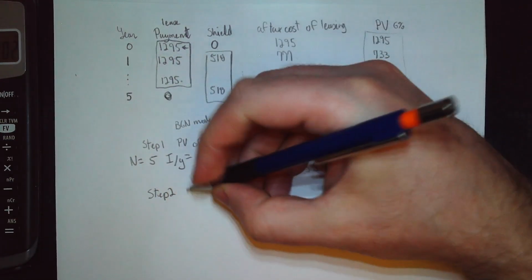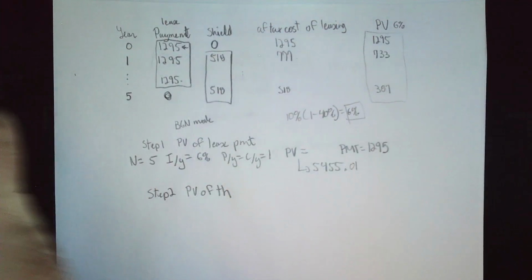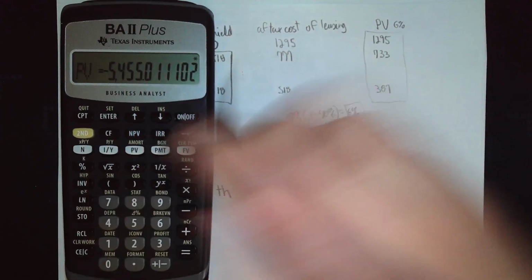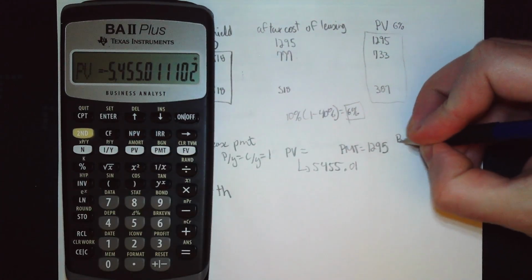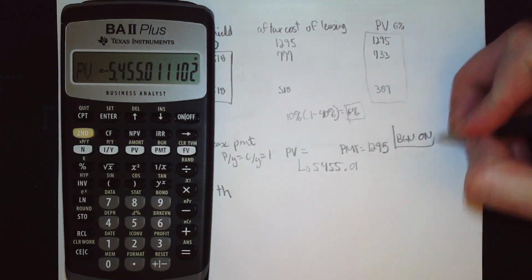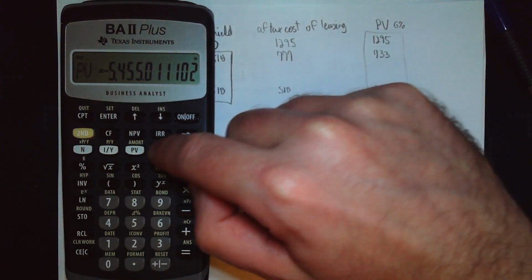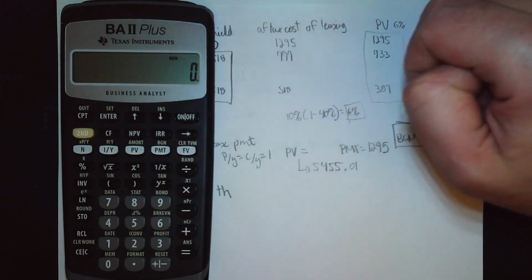Okay. Now, step 2, we can just calculate the PV of the tax shield. Hopefully everyone was yelling at me. I forgot to put BGN mode here. As I always say in Finance 110, I usually tell you to use BGN mode, but sometimes I forget to put it in BGN mode when I do the calculation.